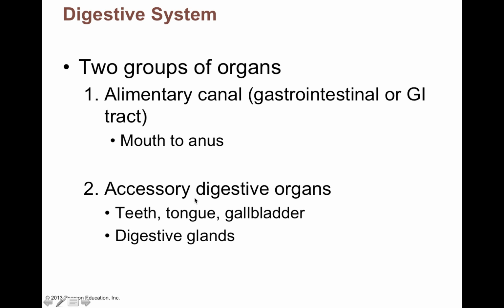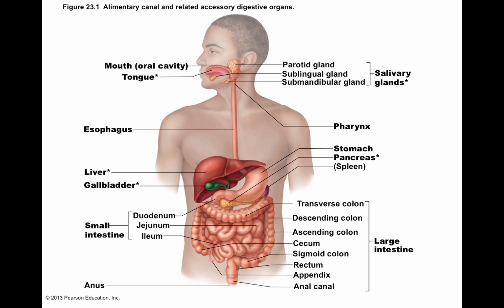Now, associated with that though, we have what are called accessory digestive organs. And these accessory digestive organs would be like your teeth, your tongue, your liver and gallbladder, and any kind of other digestive glands that are associated with that, like your pancreas, right? So they're not technically part of the tube, but they happen to be nearby, and they aid with the process of digestion, right?